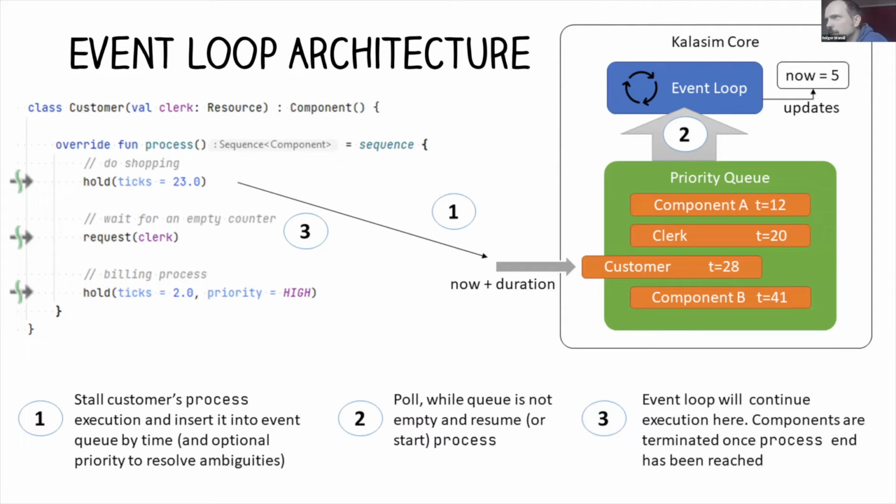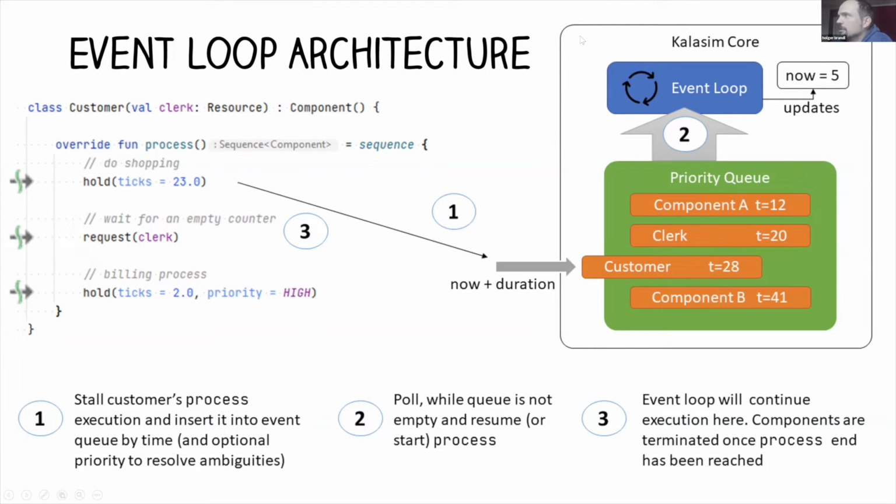So what's happening under the hood here? Let's look into this future event list, which I was mentioning earlier. When we have a process definition and there's a hold statement, we rely on the Kotlin coroutine library to suspend execution. So we really freeze the component when it reaches such a hold line. We put it on the list and we schedule continuation of the component for a later point in time. In this case, it's scheduled for time 28.